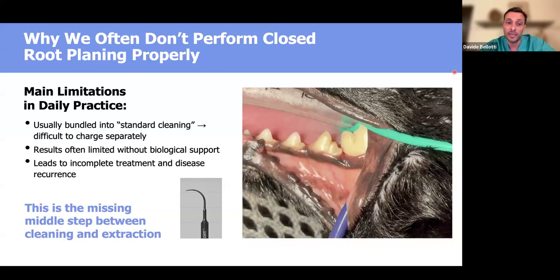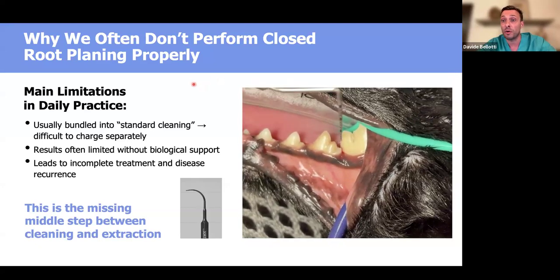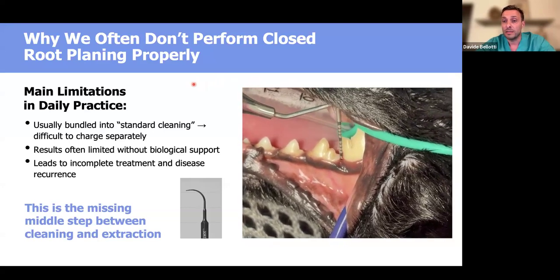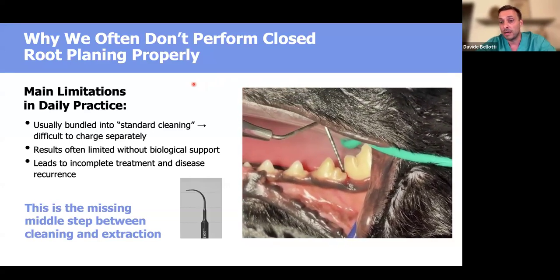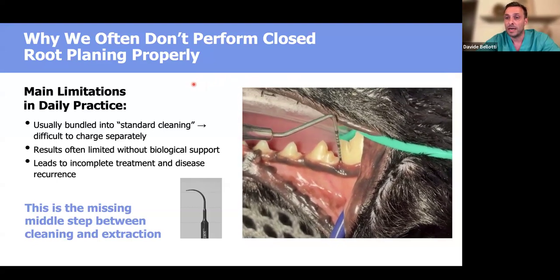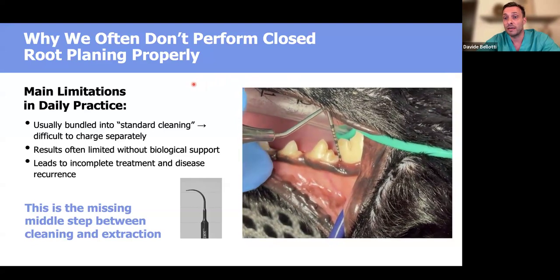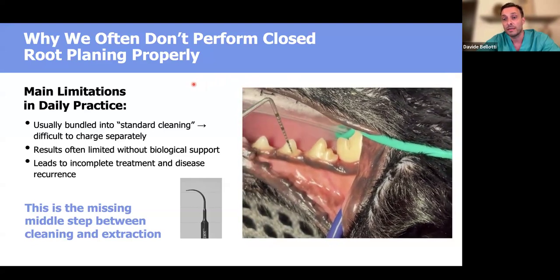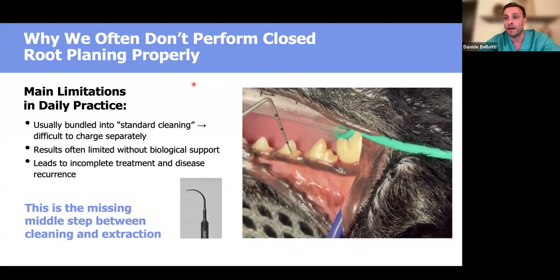So closed root planing is the missing middle step between cleaning and extraction. But we need to know how to do it properly. In this case, we see a pocket. It's not a big pocket, but it's 4 or 5 millimeter. And with a normal scaler, it would be very difficult to clean it. But with the right tip and with the right instrument, it can be easy and we can try to save the teeth.